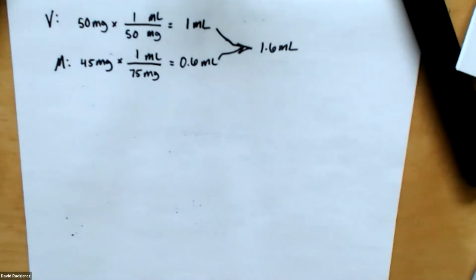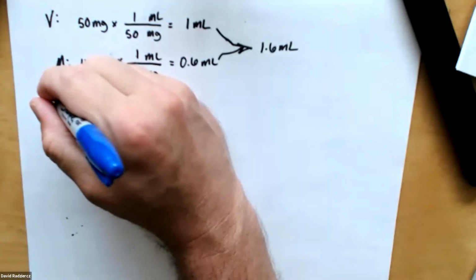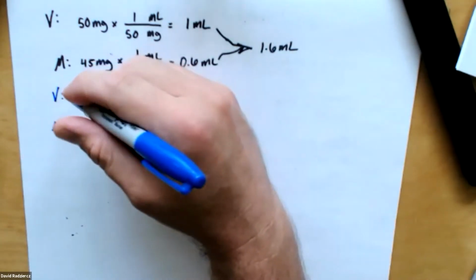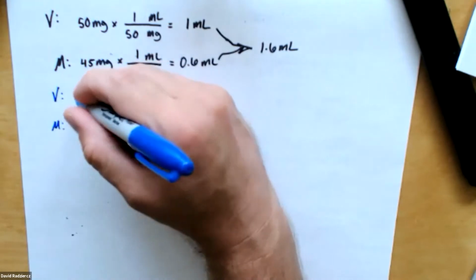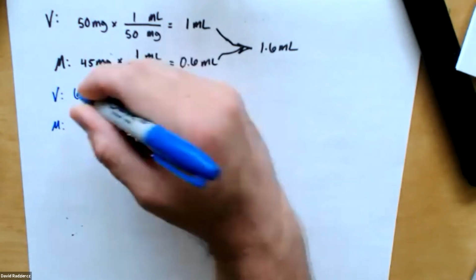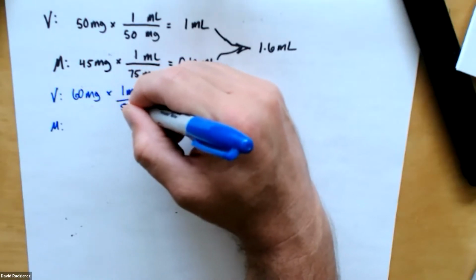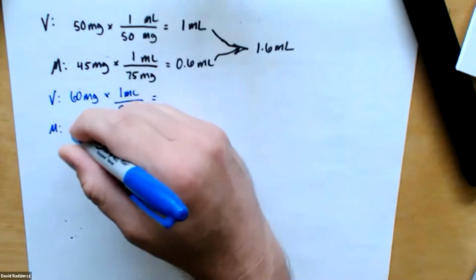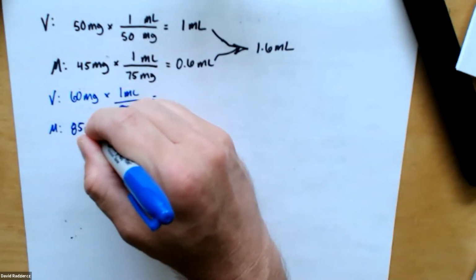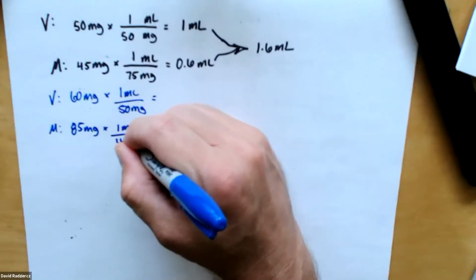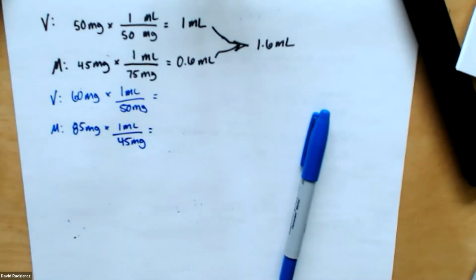Now, I think what might be tripping people up is that you have to do some rounding. And yes, I'm switching colors here just to make things a little bit more interesting. So let's set this up. 1 milliliter, 50 milligrams, and then 85 milligrams, 1 milliliter, 45 milligrams. All right, so when we do this, we're going to do 60 divided by 50, and I believe that's just 1.2.